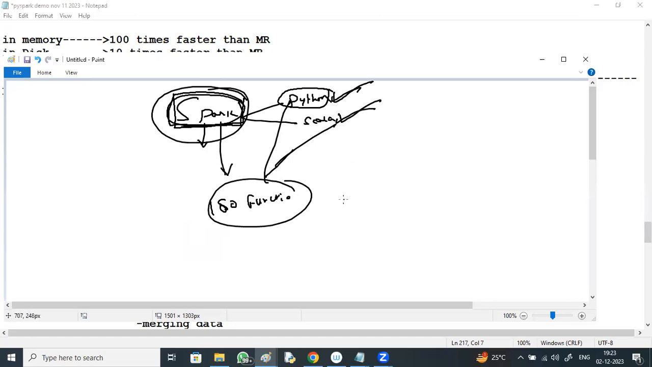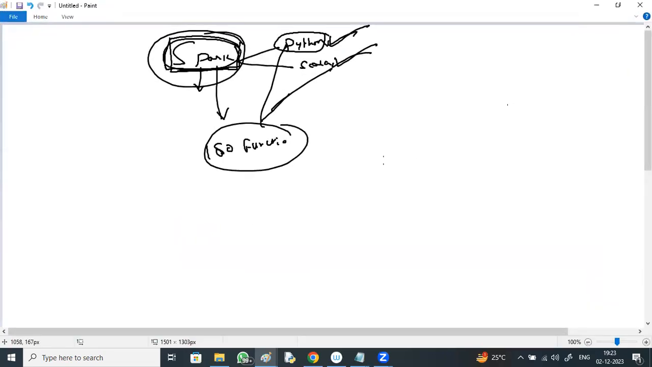For clarification, for example, we have sorting, ascending or descending, and that can be written in any programming language like Python, Java, or C. Is that true, sir? Spark has some functionalities, and to use those functionalities, we'll be using either Python or Scala.